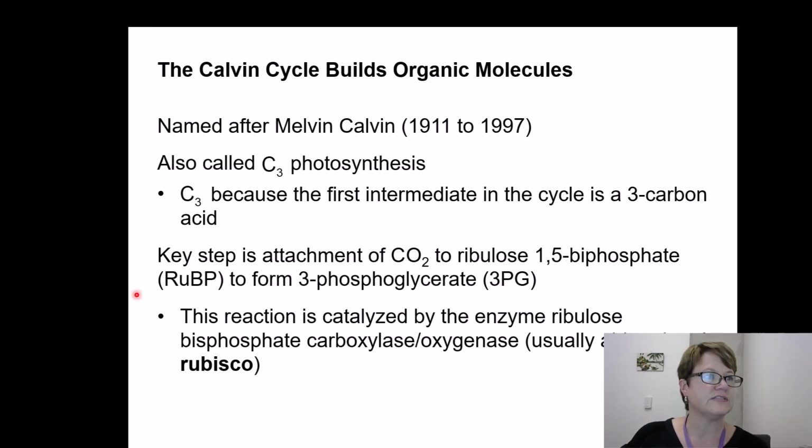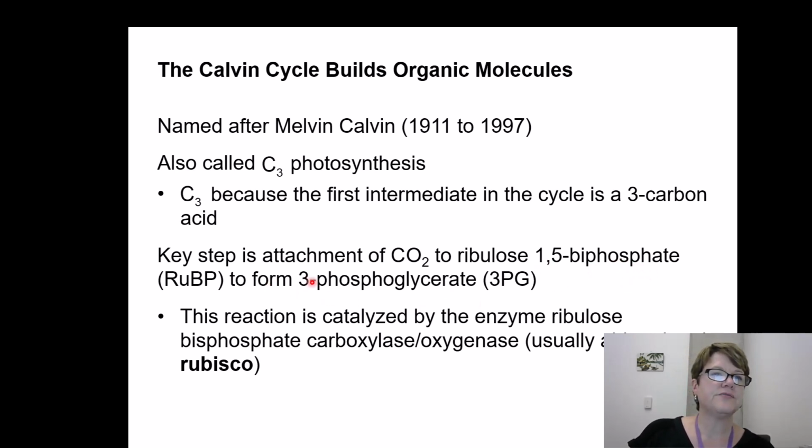light independent reactions. The first step of the Calvin cycle is to attach carbon dioxide, which comes from the air, from the environment, to a 5-carbon sugar that's already in the cell called ribulose 1,5-bisphosphate. And ribulose 1,5-bisphosphate goes by the acronym RuBP. RU stands for ribulose. BP is bisphosphate. That is really the key step, attaching CO2 from the air to a 5-carbon molecule that's already in the stroma. And this is happening in the stroma of the chloroplast.